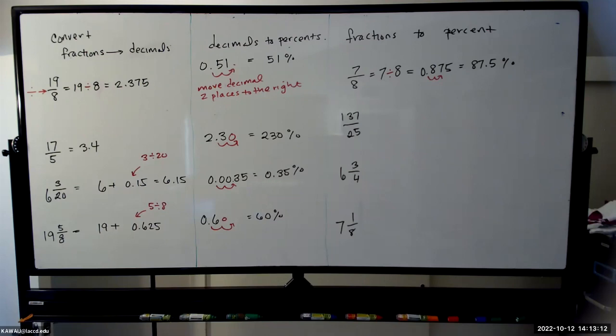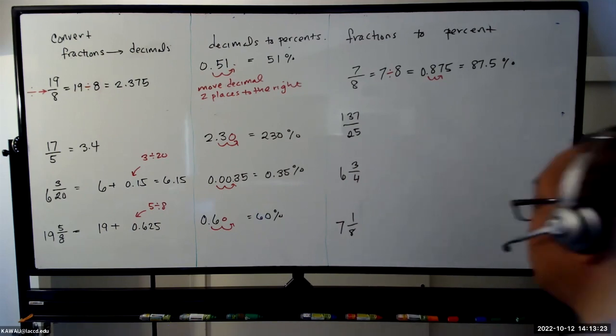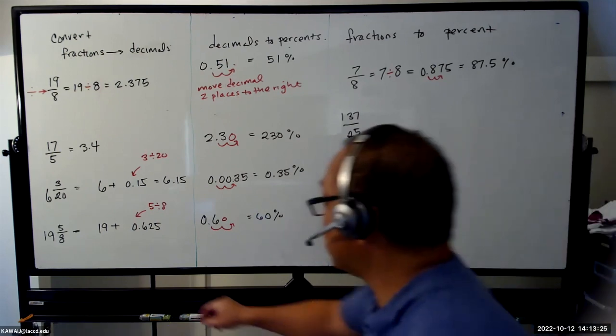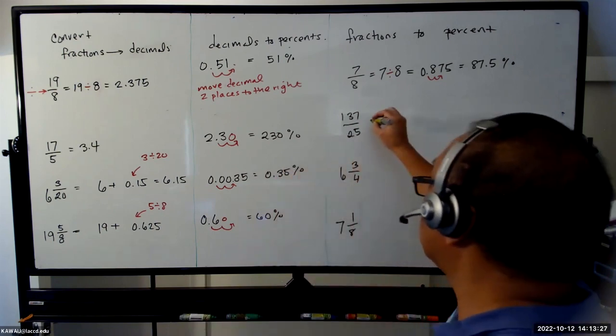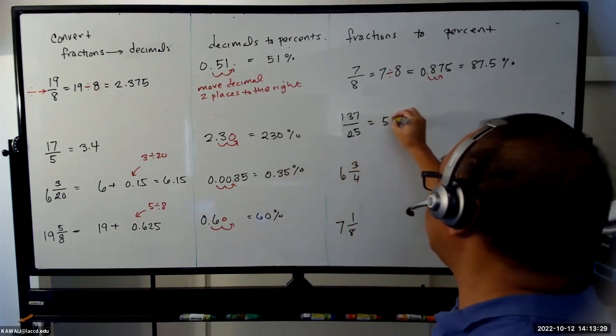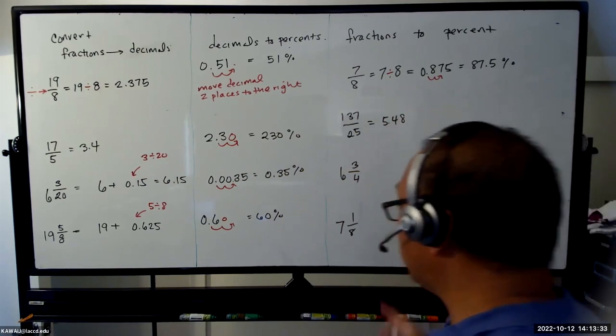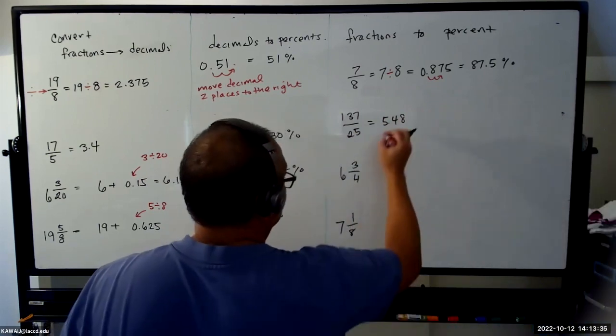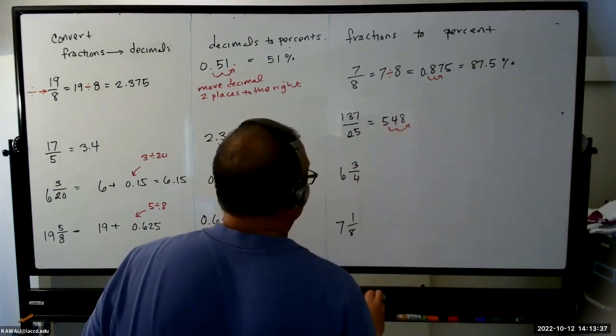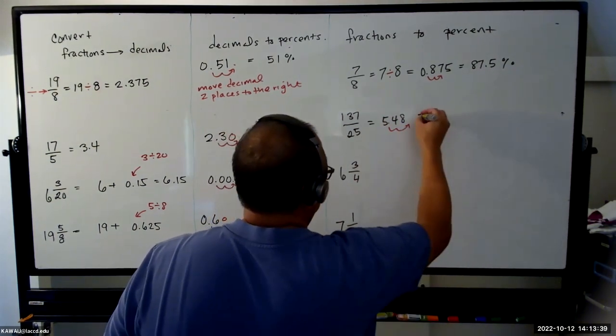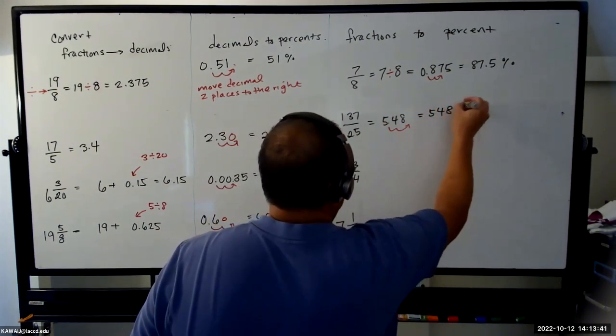Okay, so let's take a look at this. 137 divided by 25. So this one is equal to 5.48. And then we're going to move this 2 places, so that we have 548%.